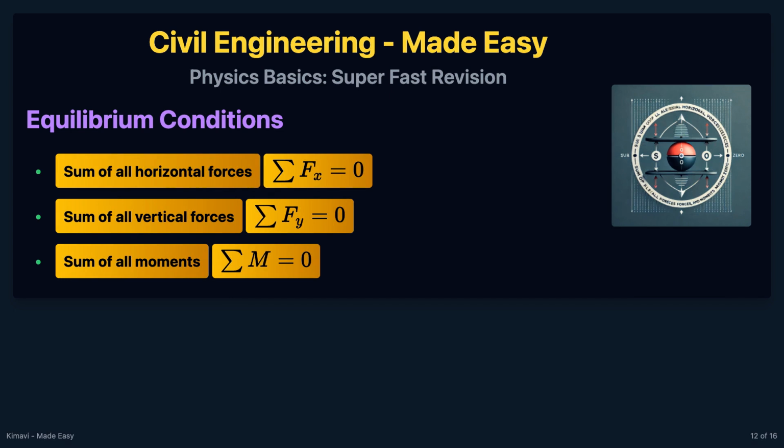For a body to be in equilibrium, the following conditions must be satisfied. First, the sum of all horizontal forces must be zero, denoted as sum Fx equals 0. Second, the sum of all vertical forces must be zero, denoted as sum Fy equals 0. Third, the sum of all moments about any point must be zero, denoted as sum M equals 0.